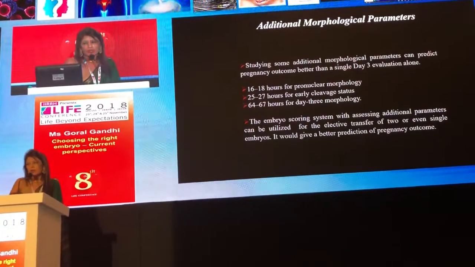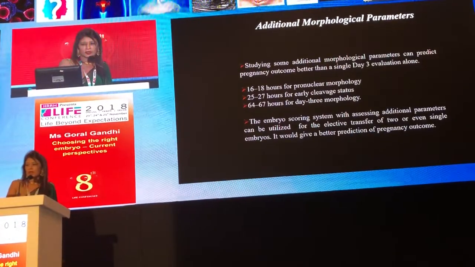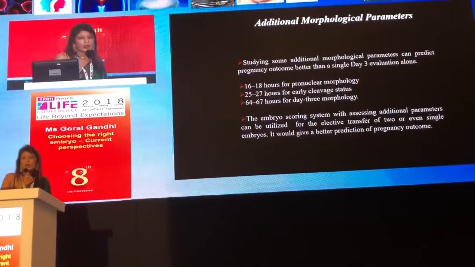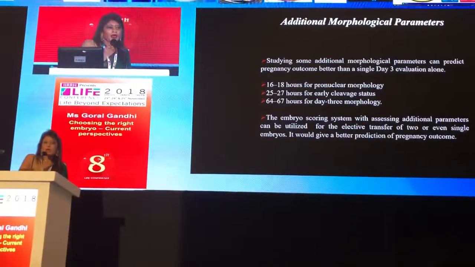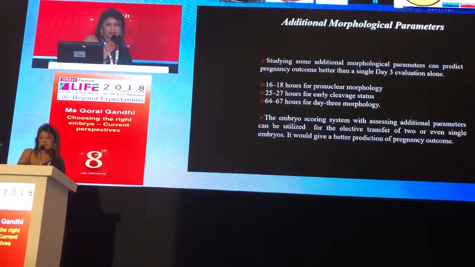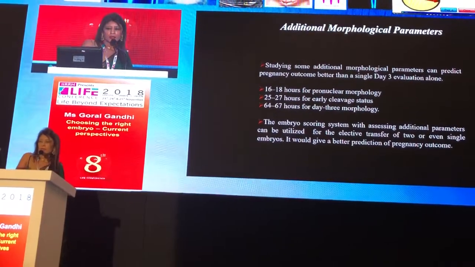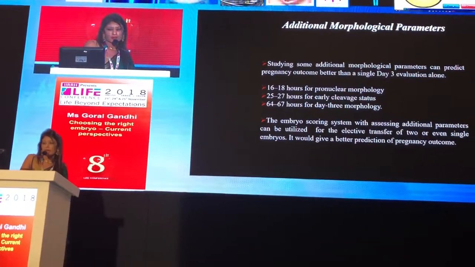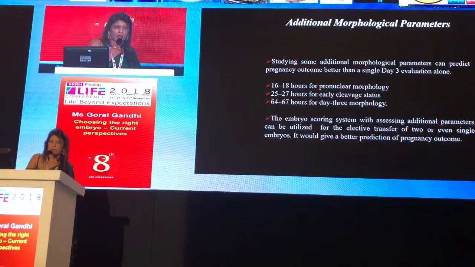Then there are certain additional morphological parameters that can be studied which can predict pregnancy outcome better than a single day 3 evaluation. So we can look at pronuclear morphology at 16 to 18 hours. At 25 to 27 hours, we can look for early cleavage status. And this kind of embryo scoring system will assess transfer of 2 or even a single embryo, and it would give us a better prediction of pregnancy outcome.